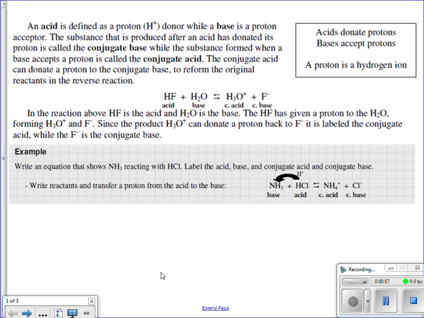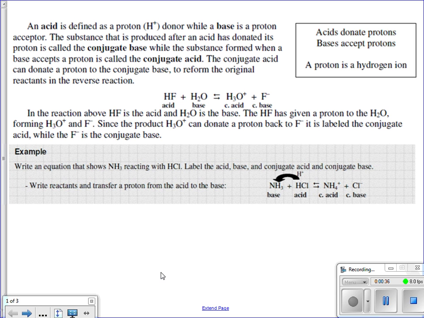Okay, I'm going to go over how to determine conjugate acids and conjugate bases. But first, let's look at some terminology. A Bronsted-Lowry acid is considered a proton donor, a proton in the form of a hydrogen ion. So that means an acid's going to give away its hydrogen. And a base is a proton acceptor, so that means a base is going to accept hydrogens.